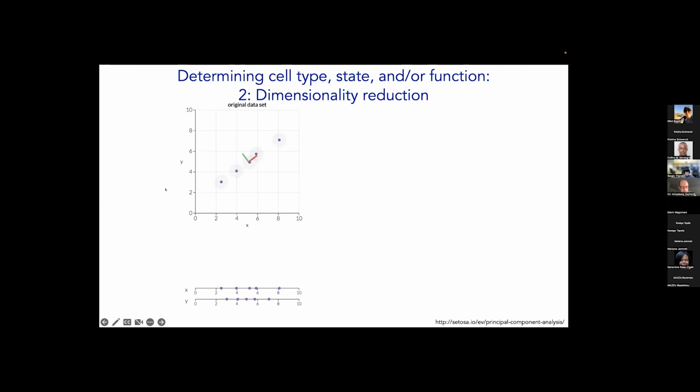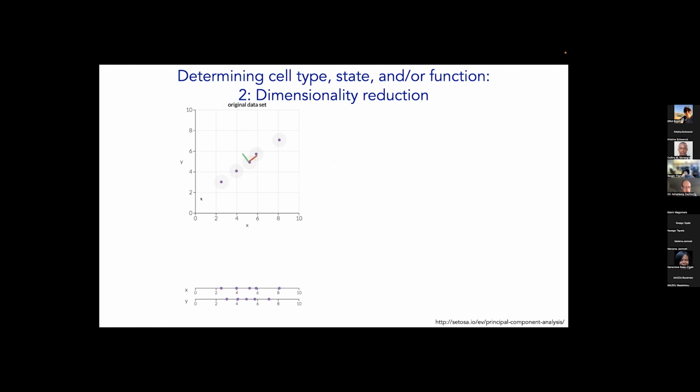How it works is, imagine you have a simple case where you have cells that only express two genes, X and Y. And this is the expression of X and Y in cell 1, cell 2, cell 3, cell 4, and cell 5. What you can see is that these lie almost on the line Y equals X. So the genes X and Y are very related to one another. As X increases, Y increases. So that's using two dimensions to describe the data.